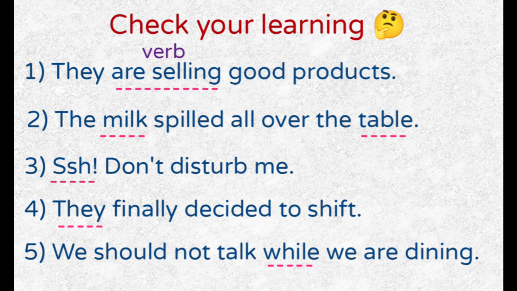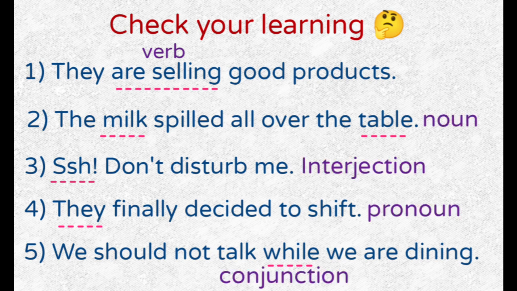Look at the second sentence. The milk spilled all over the table. Here, milk and table are nouns. Third sentence. Shh, don't disturb me. Shh is an interjection. Fourth sentence. They finally decided to shift. Here, they is representing a pronoun. Look at the fifth sentence. We should not talk while we are dining. Here, while is a conjunction. I hope you got it all correct.